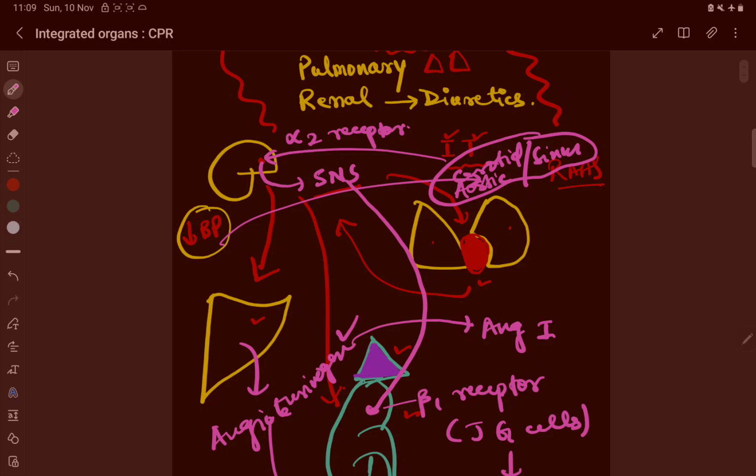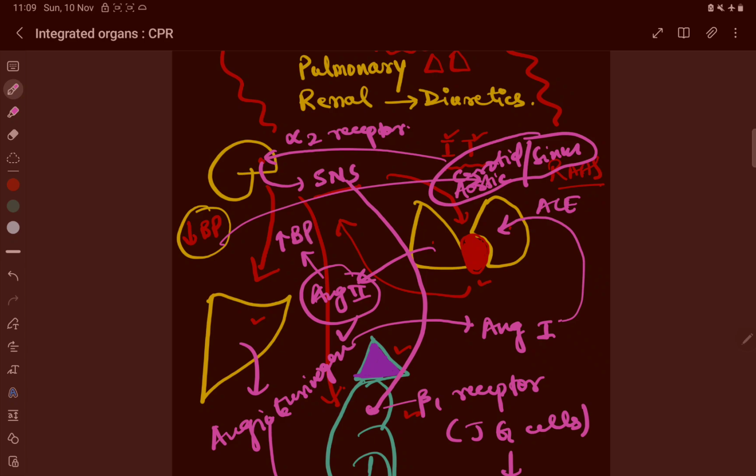Now angiotensin 1 will go to the lungs via blood. Here in the lungs there is ACE enzyme. Now what will the ACE enzyme do? It will convert angiotensin 1 to angiotensin 2. So we have got angiotensin 2. What will angiotensin 2 do? It will go and do vasoconstriction, and it will cause an increase in BP.